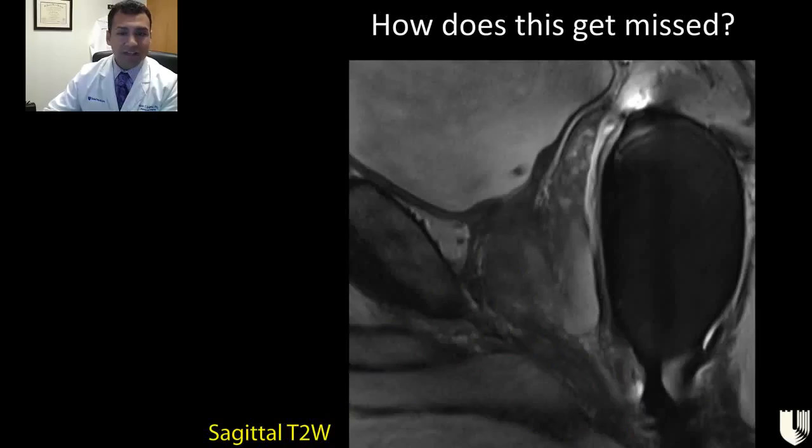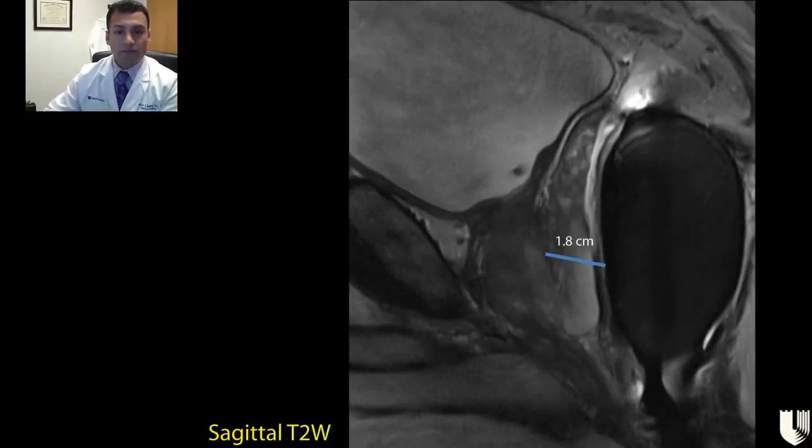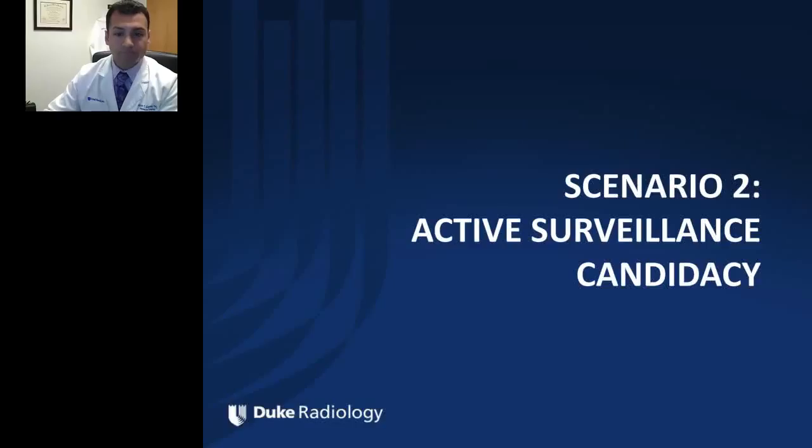And we ask ourselves, how does something like this get missed? Well, in this high-resolution sagittal T2 weighted image, we can really find out how this gets missed using simply systematic TRUS-guided 12-core biopsy. Typical biopsy throw is approximately 1.8 centimeters from the anterior wall of the rectum. Unfortunately, this tumor is approximately 2.4 centimeters from the anterior wall of the rectum. So with systematic biopsy comes systematic error. And this is an area where mpMRI can be extremely valuable.